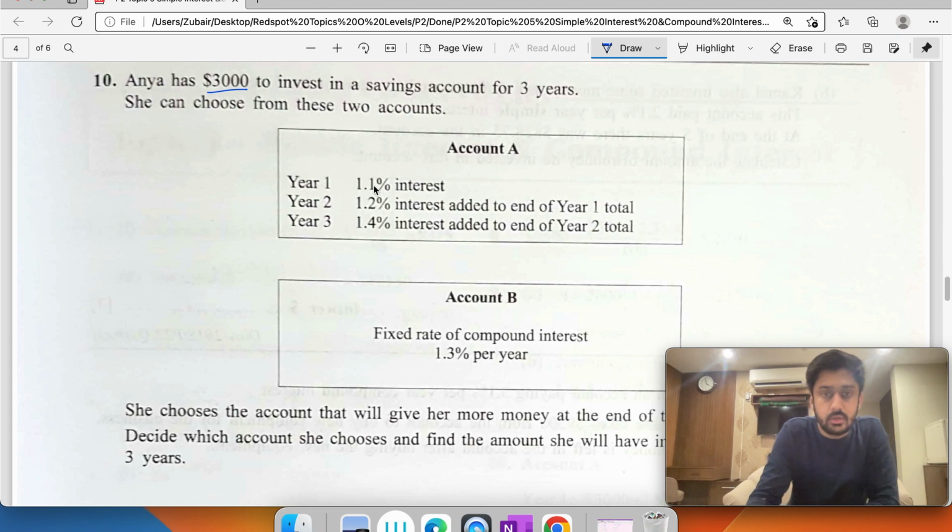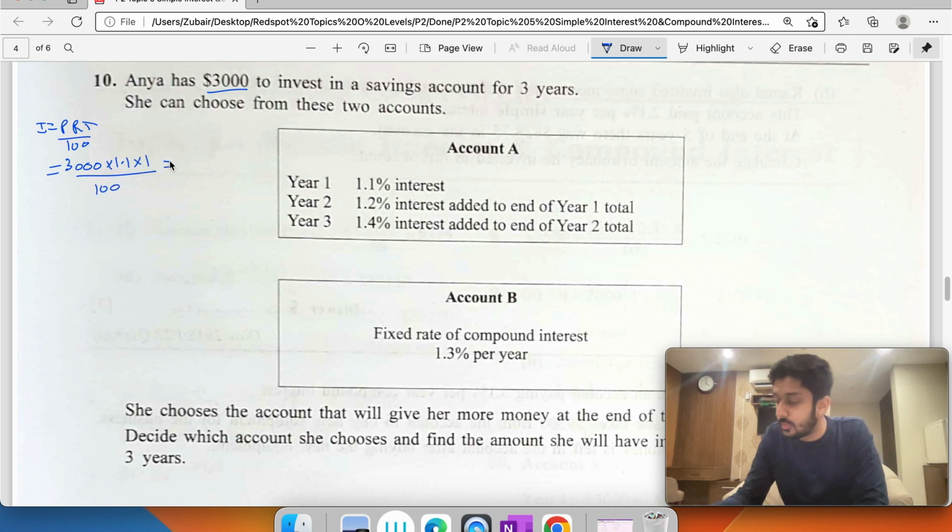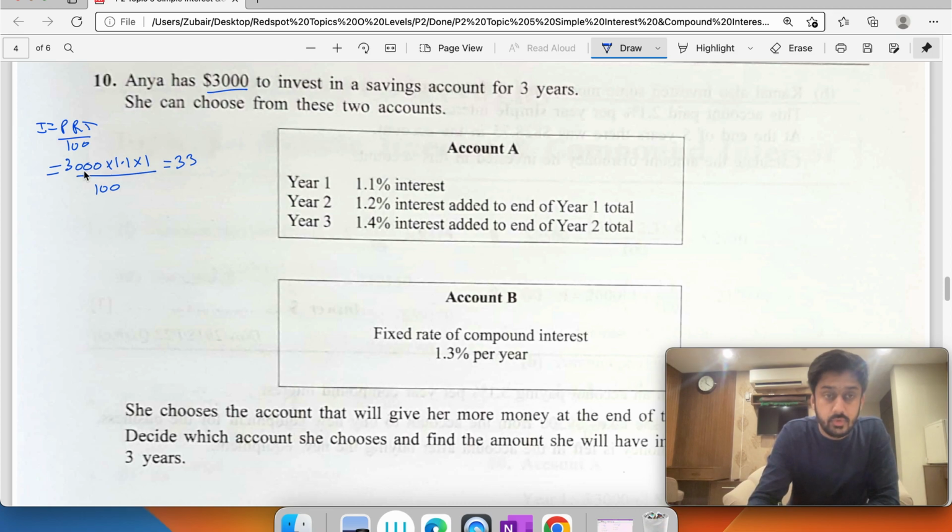Year 1, 3,000 invested at 1.1%. So interest equals PRT over 100. Principal amount is 3,000, rate is 1.1, time is 1, over 100. And the new amount equals 3,000 times 1.1 times 1 divided by 100. So 33 is interest, which would be added to it, and it will make 3,033 for investing in year 2.